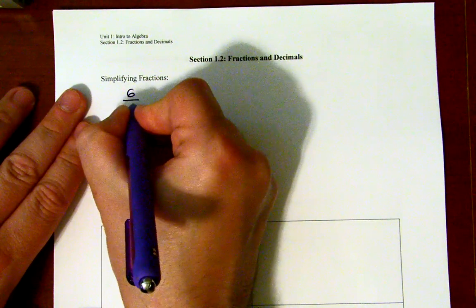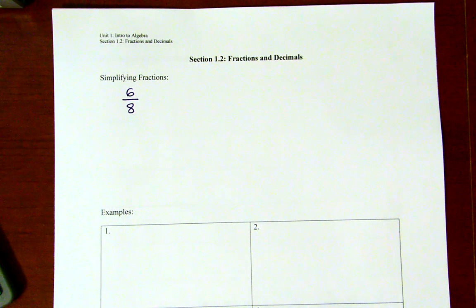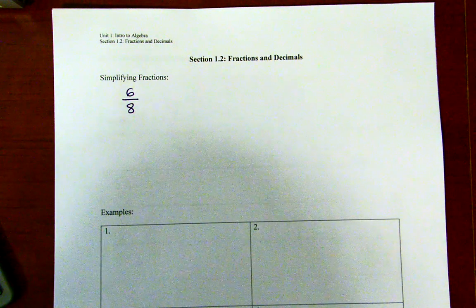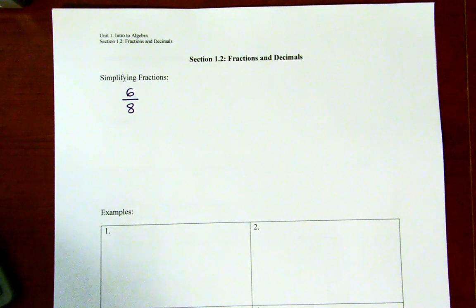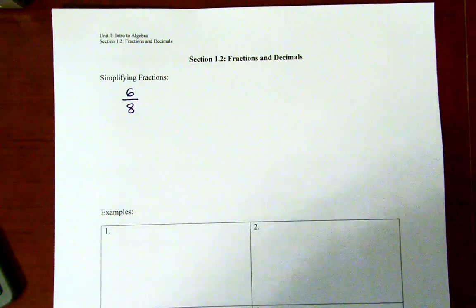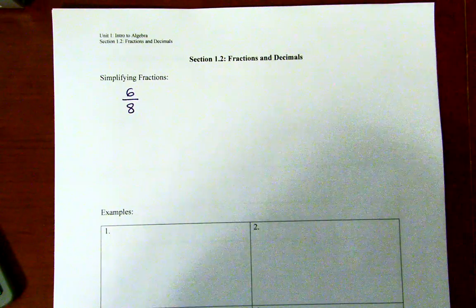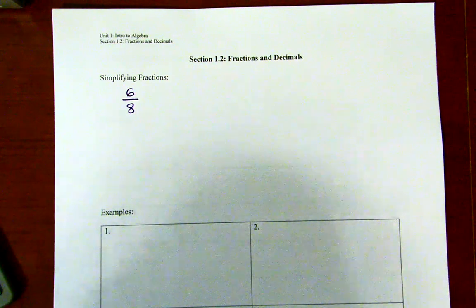And I'm going to start with the fraction 6/8. Well, it's a fraction, but it's not a simplified fraction. My question for you is, what can I do to simplify this fraction? Well, to simplify any sort of fraction, we need to try to divide the number on the top and the bottom by what we call a common factor. More about that in a moment.